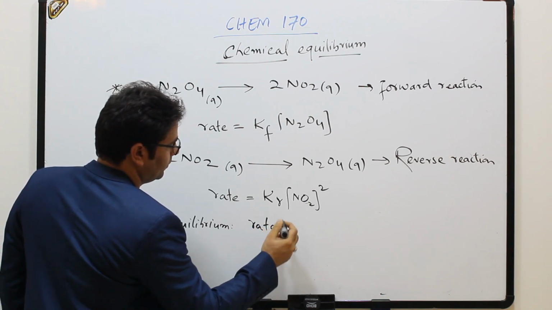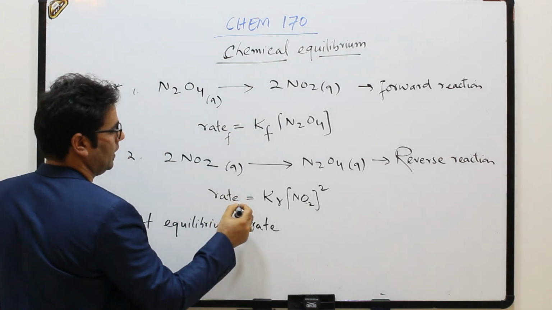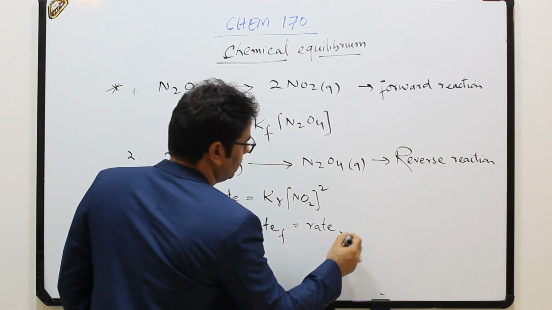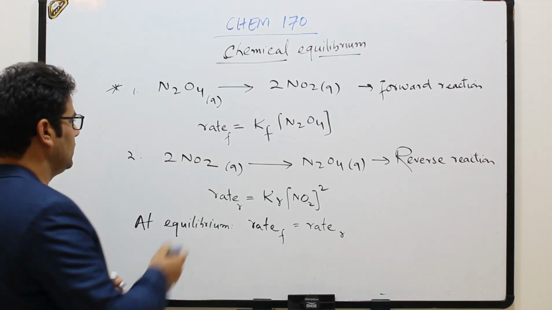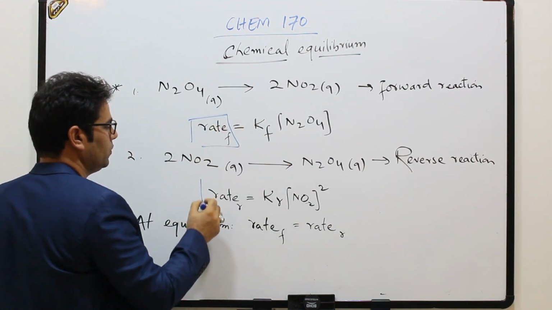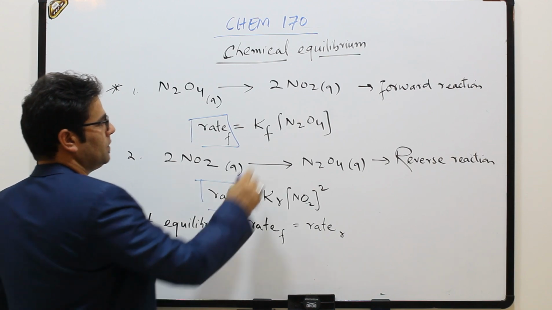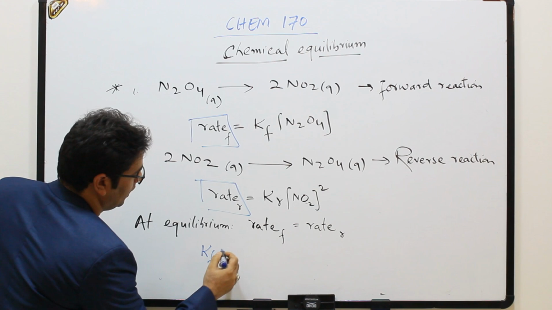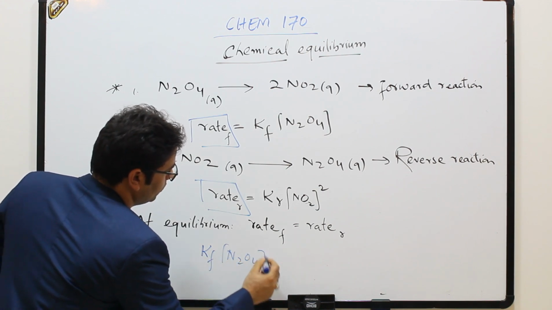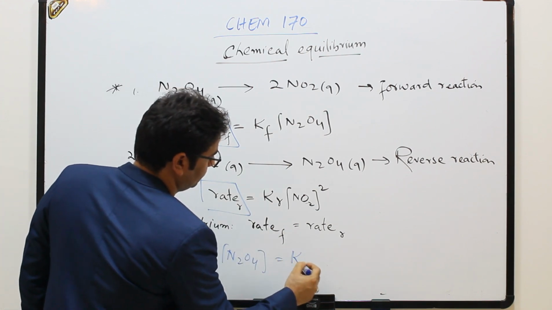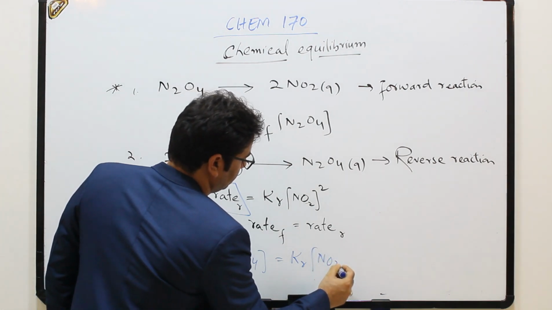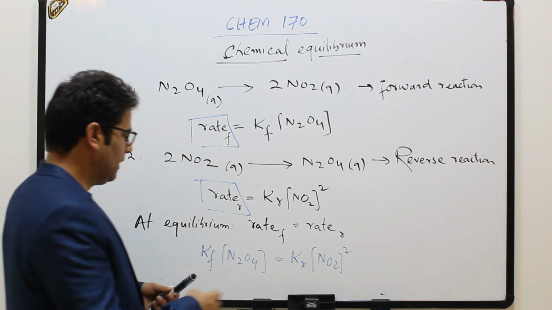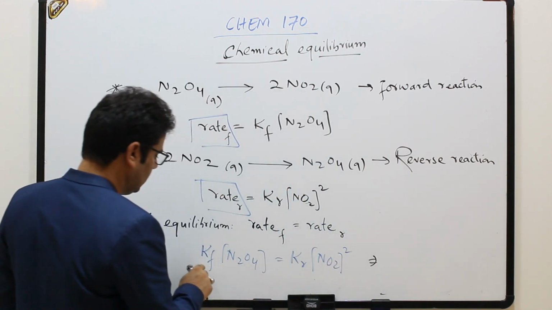the rate of the forward reaction, if I write F here, here I will write R. The rate of the forward reaction is equal to the rate of the reverse reaction. When the rate of the forward reaction is equal to the rate of the reverse reaction, it means these two will also be equal. So we can say Kf [N2O4] is equal to Kr [NO2] whole square.